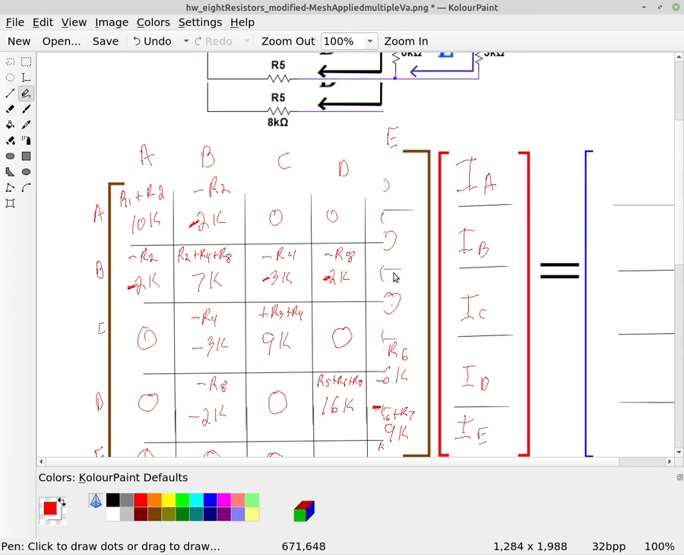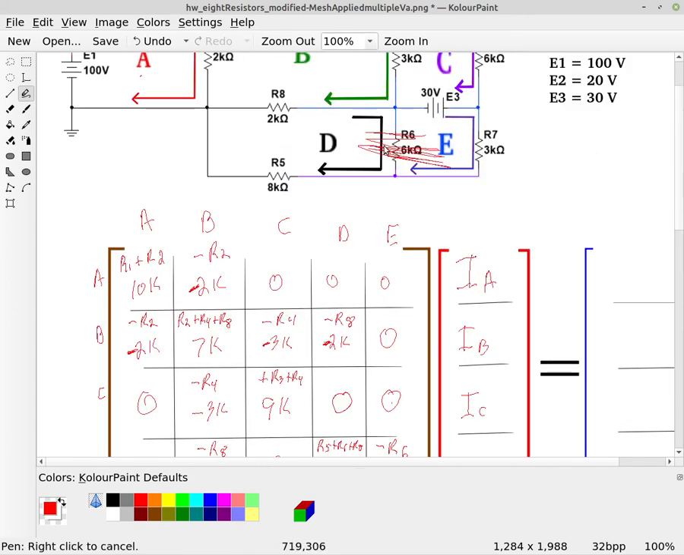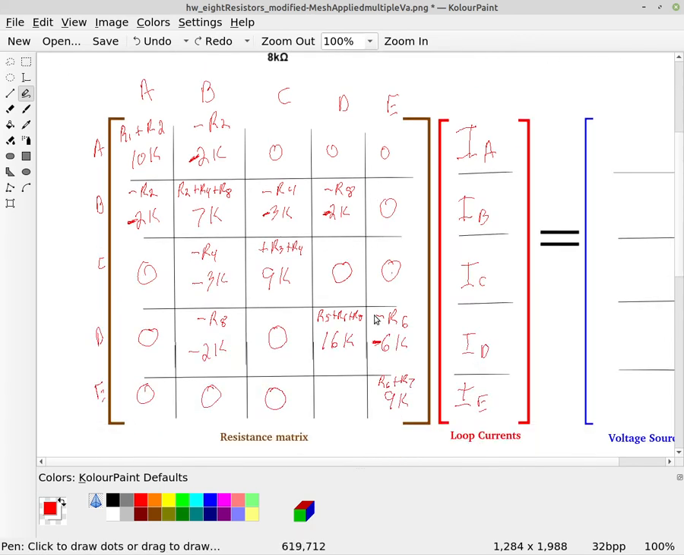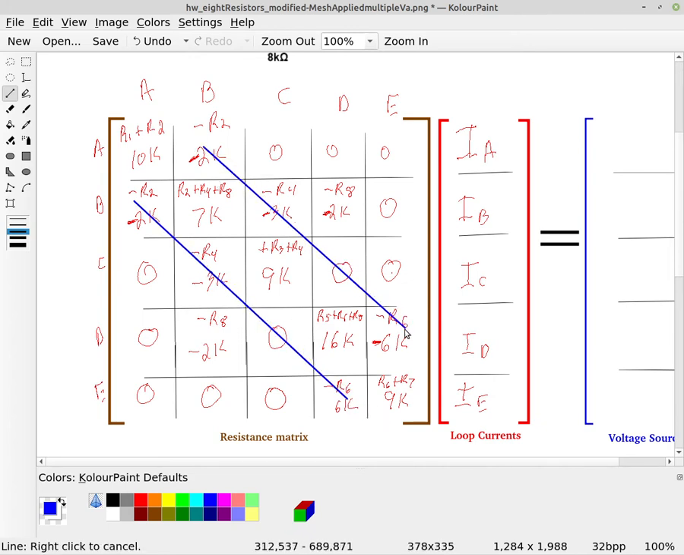And then, as we already said, D and E share R6, so we have to subtract R6, which is a 6K. So remember here, now if we look at this, and we look at the diagonal, or the off diagonal here, okay, the diagonal values are all positive. So this is positive, this is positive, this is positive, this is positive, and this is positive.